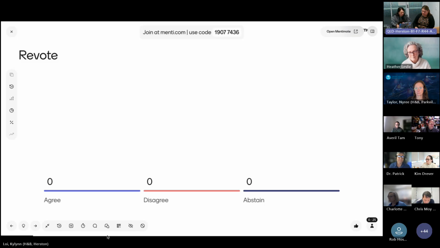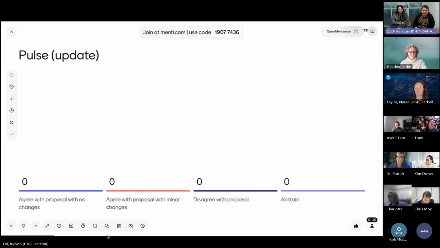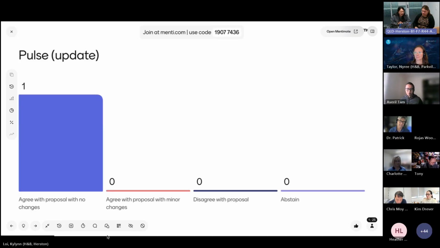So if you, wrong one, sorry, please don't vote on that one. Yeah, please vote on this one. So this is the update to Pulse to add regularity.